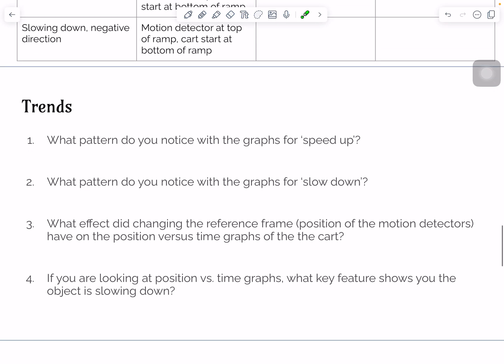So the key feature, in case you didn't get it, is flattening out. Because for position versus time, flattening out means the object is keeping the same position over a duration of time, and that is stopped or slowing down.